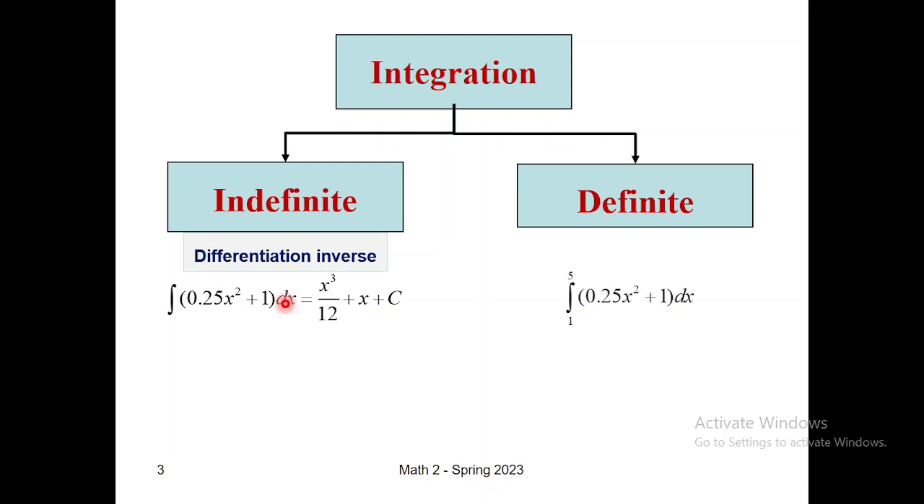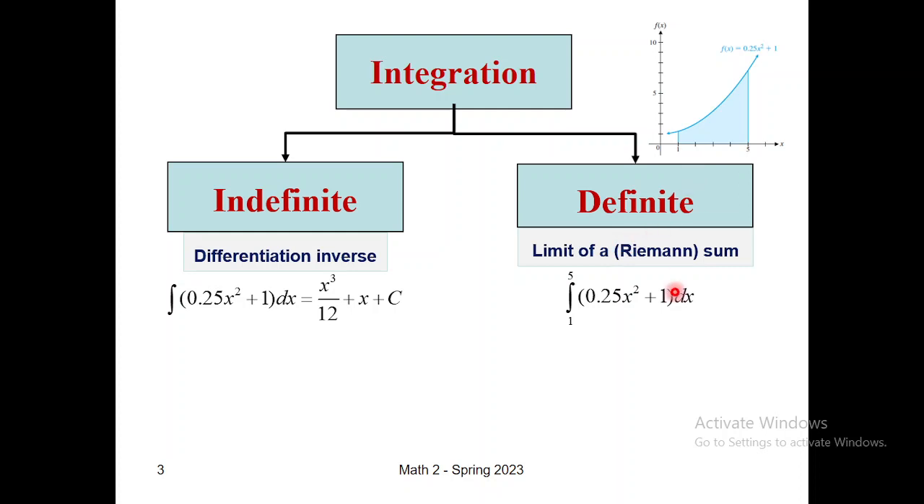Now, the second type is called definite integration. Actually, this represents a limit of a sum. Technically, it is a limit of a certain form of summation, which will be defined later on. But for the time being, this type of integration is the limit of a sum. Technically, it is the limit of a Riemann sum.